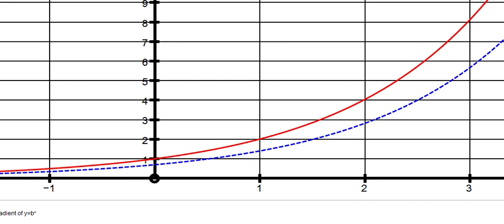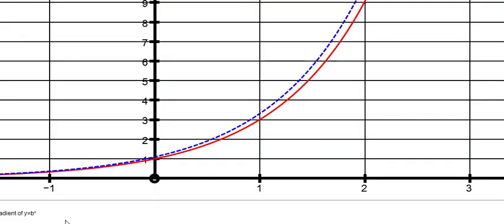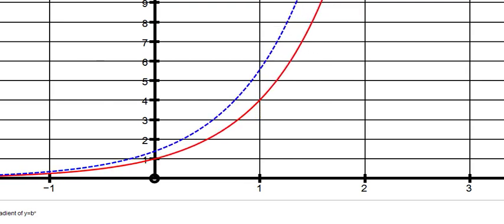Now let's see what the graphs of y equals 3 to the x and its derivative are like. If I differentiate y equals 3 to the x, I get dy over dx equals 3 to the x times this irrational number. And the graphs look like this. The red graph is y equals 3 to the x, and the blue graph is its derivative. In fact, the graph of y equals 4 to the x and its derivative look like this.